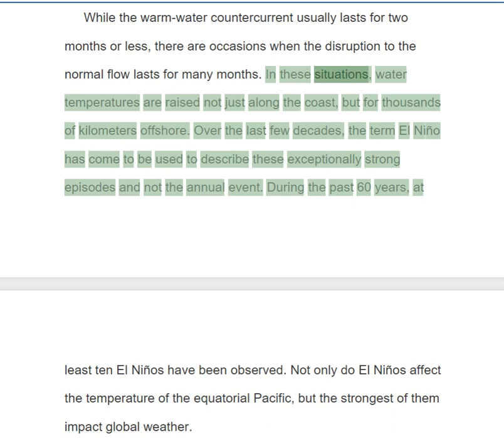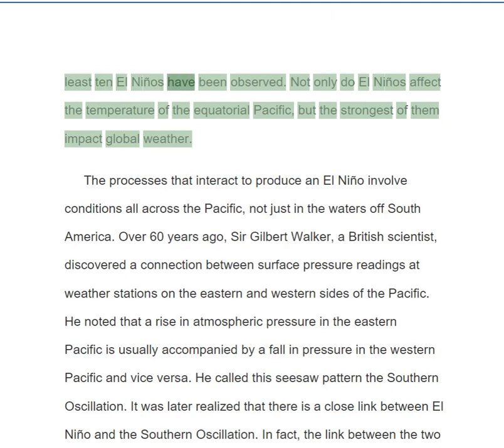In these situations, water temperatures are raised not just along the coast, but for thousands of kilometers offshore. Over the last few decades, the term El Niño has come to be used to describe these exceptionally strong episodes and not the annual event. During the past 60 years, at least 10 El Niños have been observed. Not only do El Niños affect the temperature of the equatorial Pacific, but the strongest of them impact global weather.